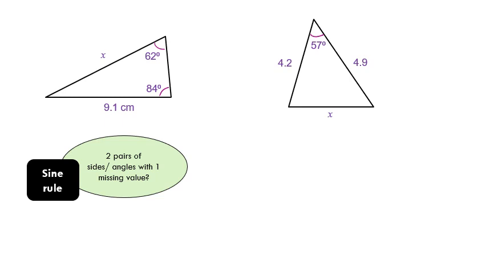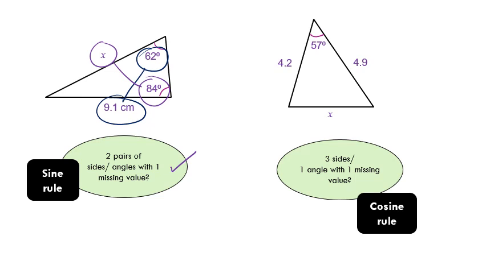Two quick examples here to think about. The first one, we've got an angle and the opposite side. We know both of those. And we've got another pair. We've got an angle and a side we want to find out. So this fits the sine rule. Two pairs of sides and angles with one missing value. But we don't have that same information in the second triangle. That's where we need another rule, which is where the cosine rule comes in.